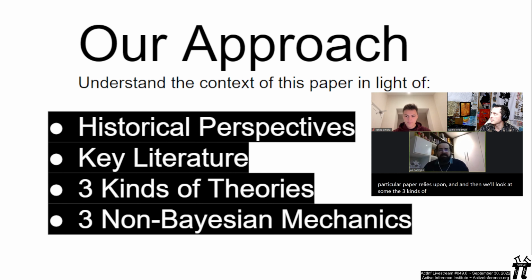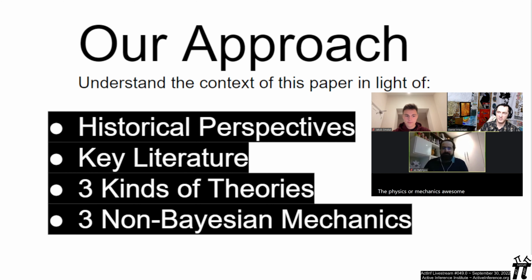theories that have been introduced in the Bayesian mechanics paper as the way of anchoring all the theoretical arguments there. And finally, we'll talk about the three non-Bayesian mechanics before delving into what Bayesian mechanics is and what are the differences and similarities between all the different kinds of doing the physics or mechanics.